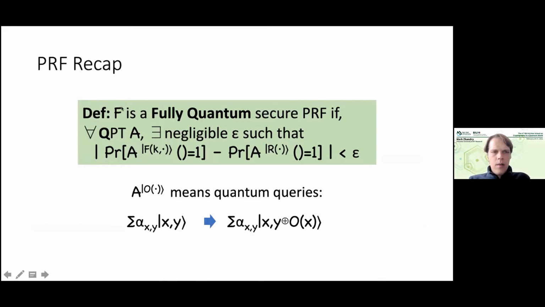So our focus is going to be the case of PRFs. We'll see how to resolve the issue for PRFs today, and we'll look at other things next time. So just to recap, the definition of a fully quantum secure PRF is one where we allow the adversary to be a polynomial time quantum attacker, and we also allow the adversary to make quantum queries to an oracle, which is either the PRF for random key K or a uniformly random function R.